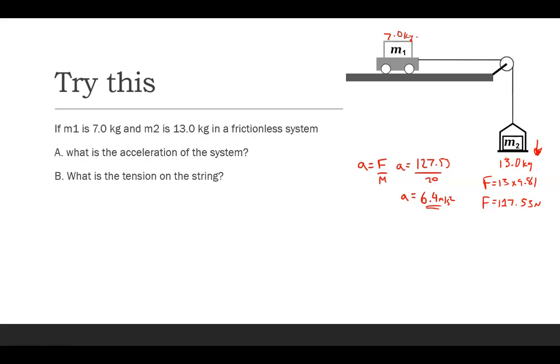And the second part here is, what is the tension in the string? Again, pause the video and then let's see if you get it.